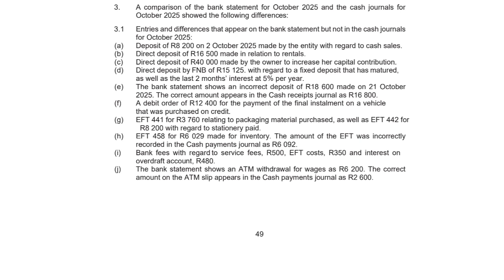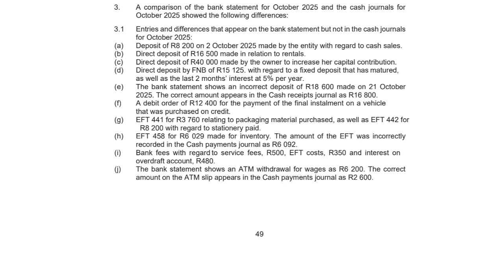A debit order of 12,400 Rand for the payment of the final installment on a vehicle that was purchased on credit. EFT 441 for 3,760 relating to packaging material purchased, as well as EFT 442 for 8,200 Rand with regards to stationery paid. EFT 458 for 6,029 made for inventory. The amount of the EFT was incorrectly recorded in the cash payments journal as 6,092.